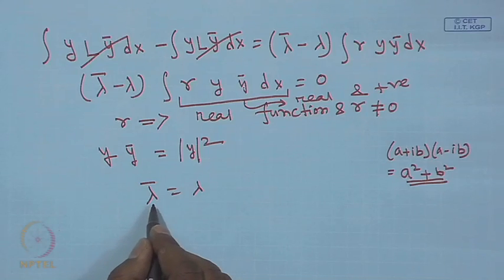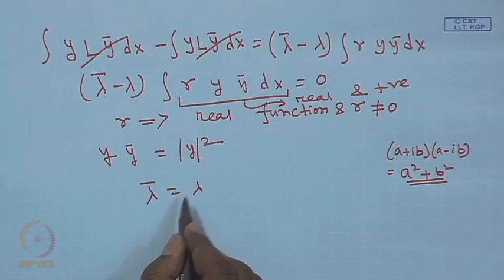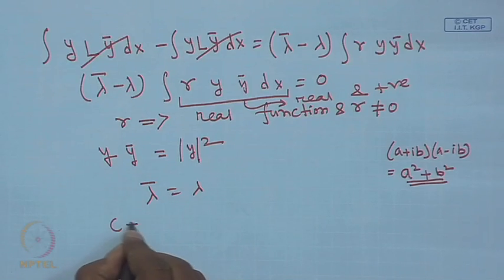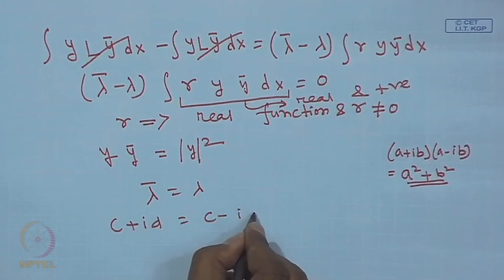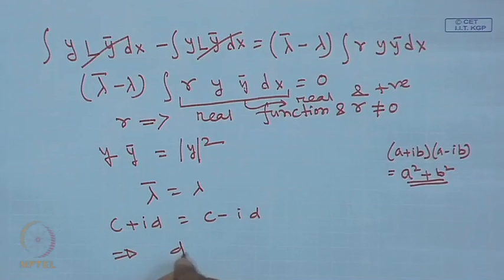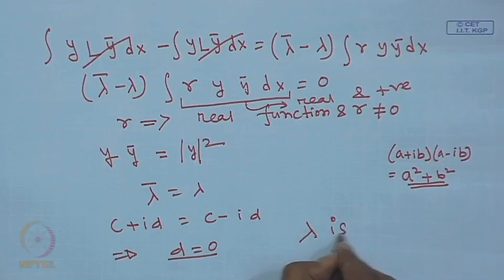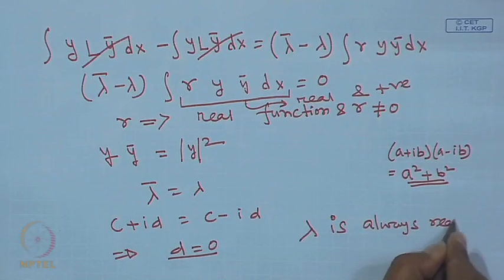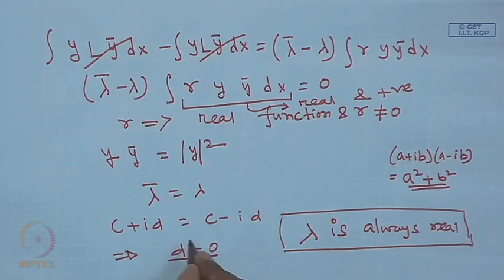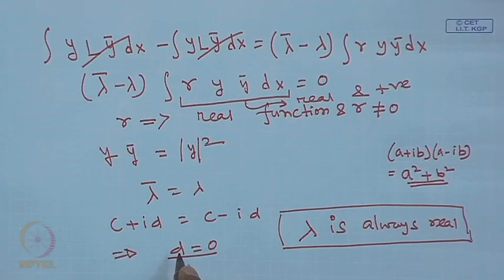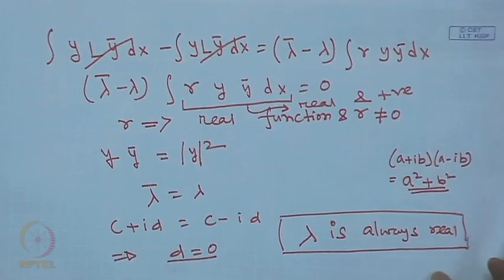That means the complex conjugate is equal to the number itself, so the complex part does not exist. This simply means c plus i d is equal to c minus i d, so d is equal to 0. That means lambda is always real. So, if p, q, r are all real functions, and the boundary conditions' coefficients alpha 1, alpha 2, beta 1, beta 2 are all real, then the eigenvalues of the system will always be real. You will not have a complex eigenvalue. For a real system, the eigenvalues are real and it is a self-adjoint system.